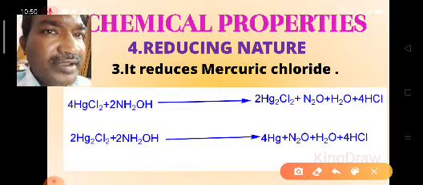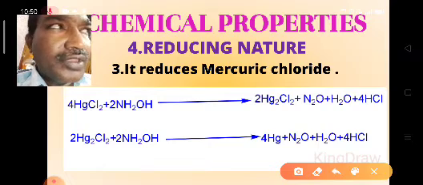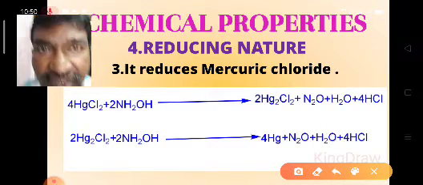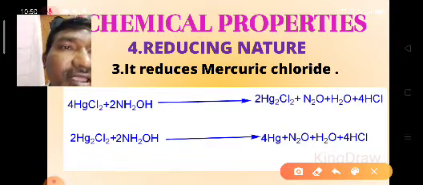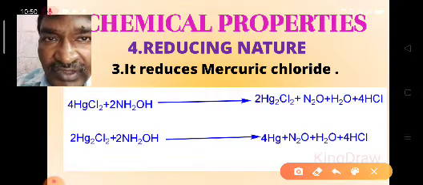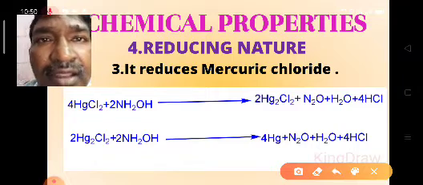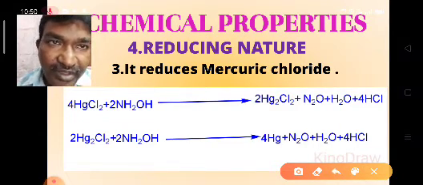When hydroxylamine reacts with the Fehling reagent, it gives cuprous oxide, a red color precipitate. And whenever it reacts with the Tollens reagent, it gives silver metal. In the reaction with the Fehling reagent, we get a compound, and in the reaction with the Tollens reagent, we get the metal as the precipitate.